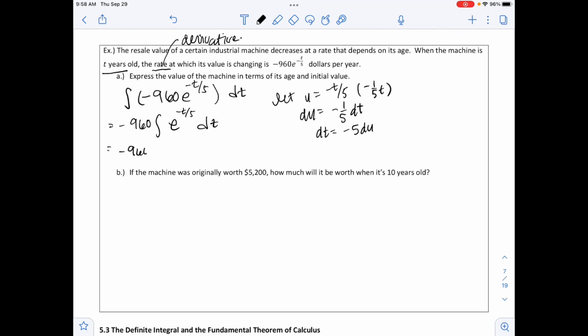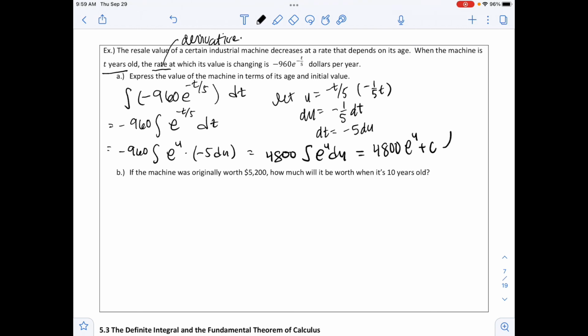I have the negative 960. The integral of e to the negative t over 5 is just going to become e to the u. And then dt is the same as negative 5 du. So multiplying negative 5 times negative 960, we get 4,800 times the integral of e to the u, du, which is luckily nice to integrate. Right now we only have u's in our integrand, and we're integrating with respect to u, so that works out perfectly. So we have 4,800 e to the u plus c.